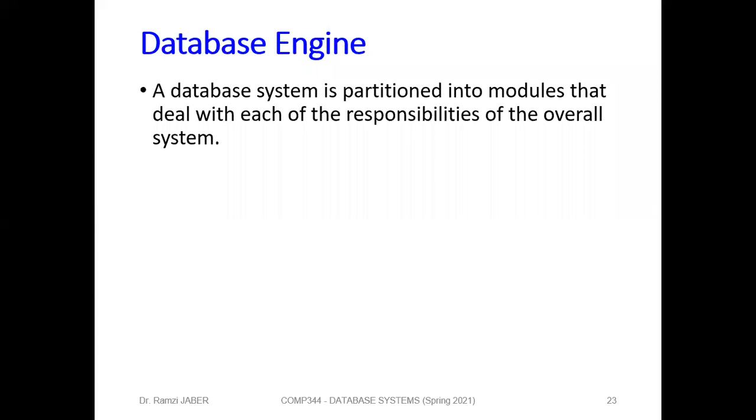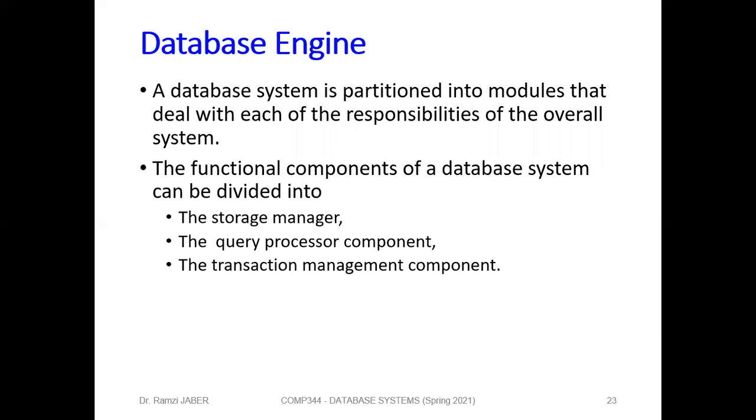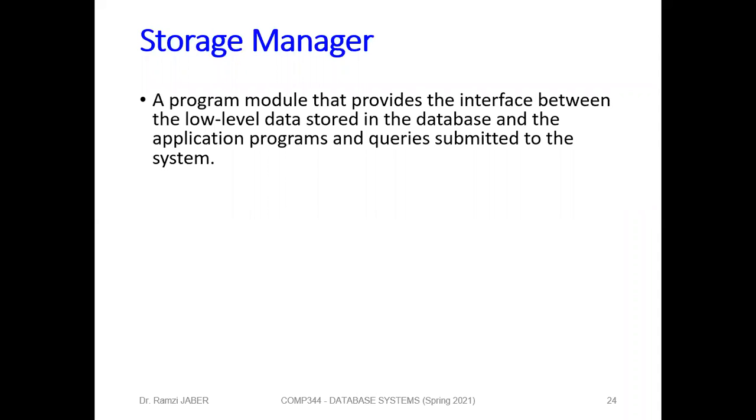Database engine. Now we have an engine inside the database, like a server inside a server. We have an engine, a small server or small engine inside the database. Its function: the database system is partitioned into modules that deal with each of the responsibilities of the overall system. This means the functional components of a database system can be divided into the storage manager, the query processor component, and the transaction management component. We'll talk about them one by one.